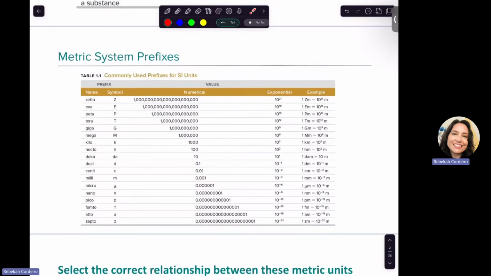You need to memorize some of these, not all of these. I'm going to highlight the ones you should memorize. We're going to start here with Tera.